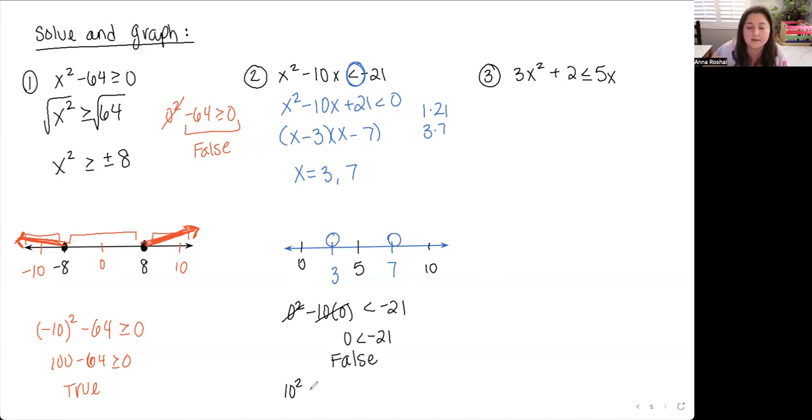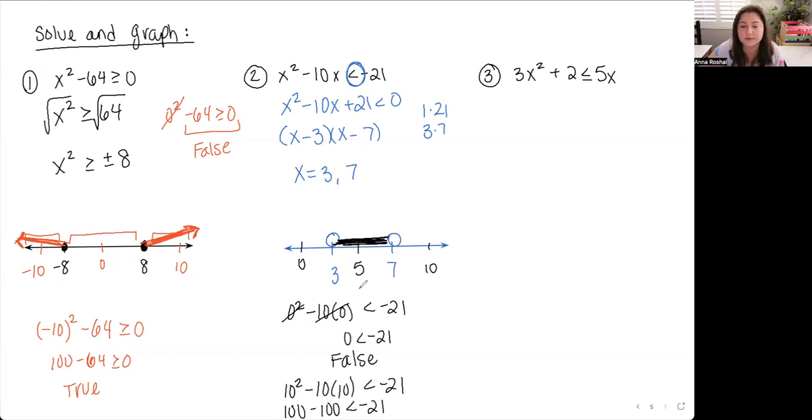So I do 10 squared minus 10 times 10. Is that less than negative 21? That's going to be 100 minus 100. Okay, so that's going to be again 0. So that's not a thing. I know it's going to have to be in here.